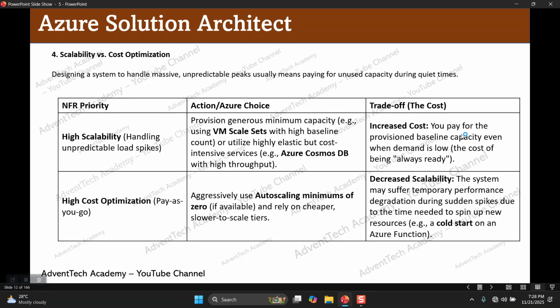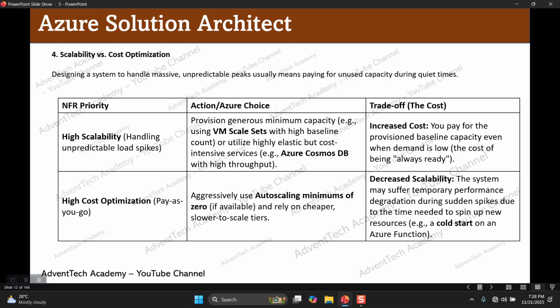The other one is scalability with cost optimization. Designing a system to handle massive, unpredictable peaks usually means paying for unused capacity during the quiet times. If the NFR priority is high scalability, handling unpredictable load spikes, we can go for VM scale sets with a high baseline count or utilize highly elastic but cost intensive services like Azure Cosmos DB. Here the trade-off is increased cost. We pay for the provisioned baseline capacity even when demand is low.